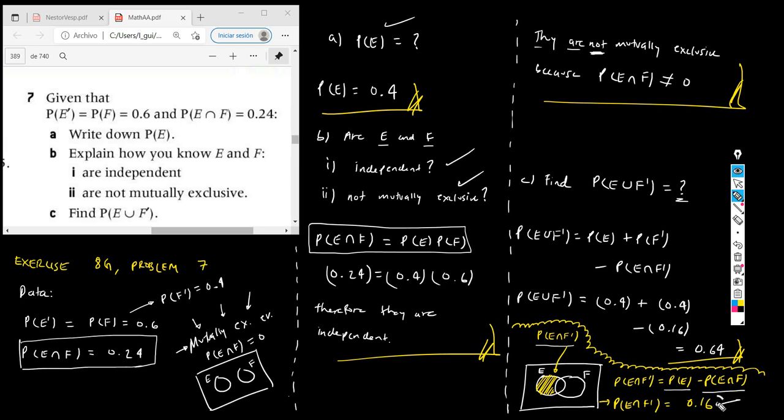You see? And then I bring this and put it right here, which is this. And that's it. The probability of E or F prime is equal to this plus this minus this, which is 0.64, and that closes this problem.